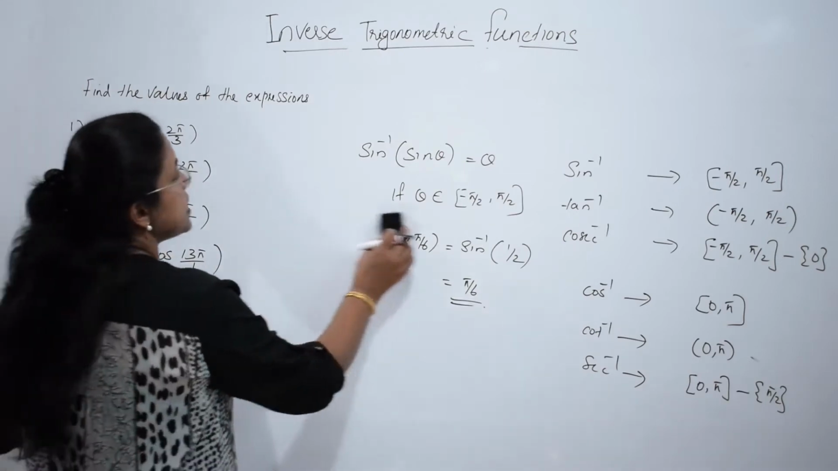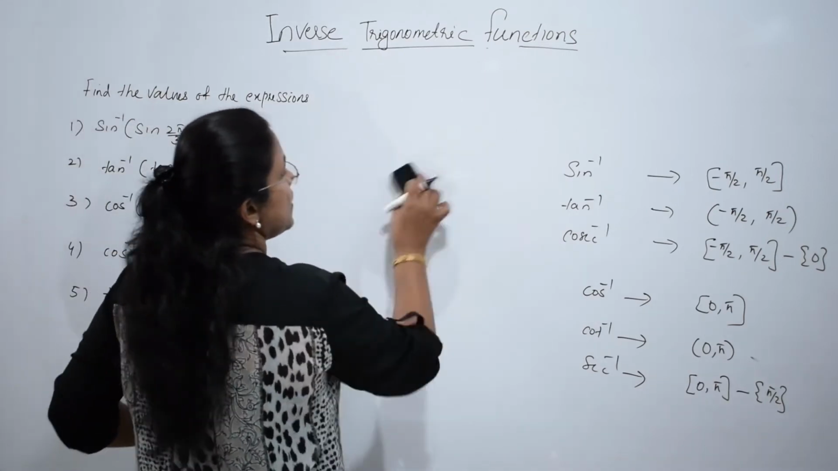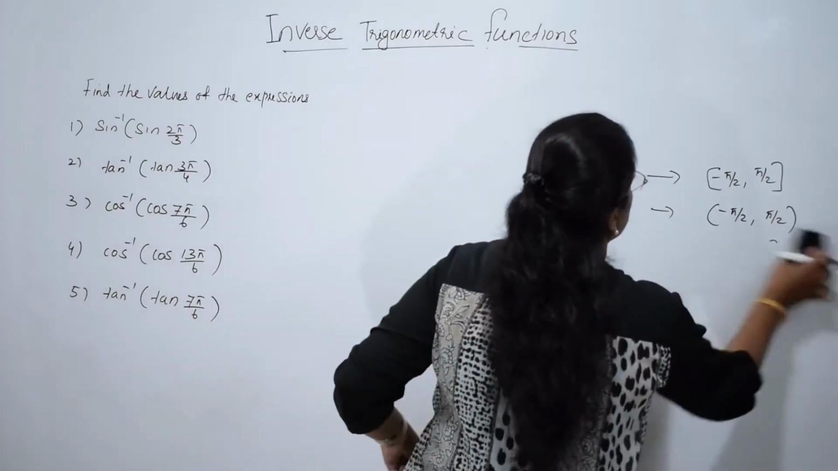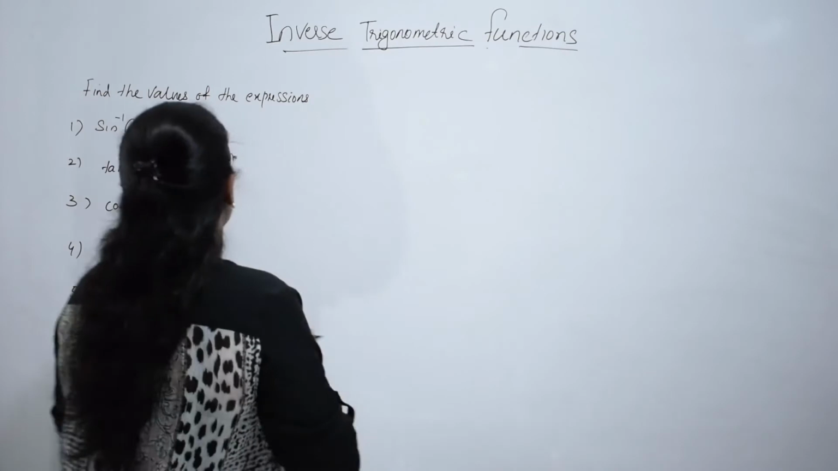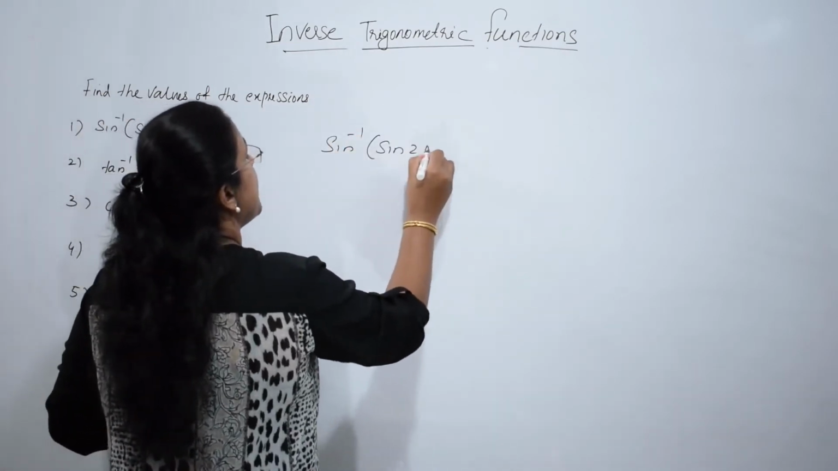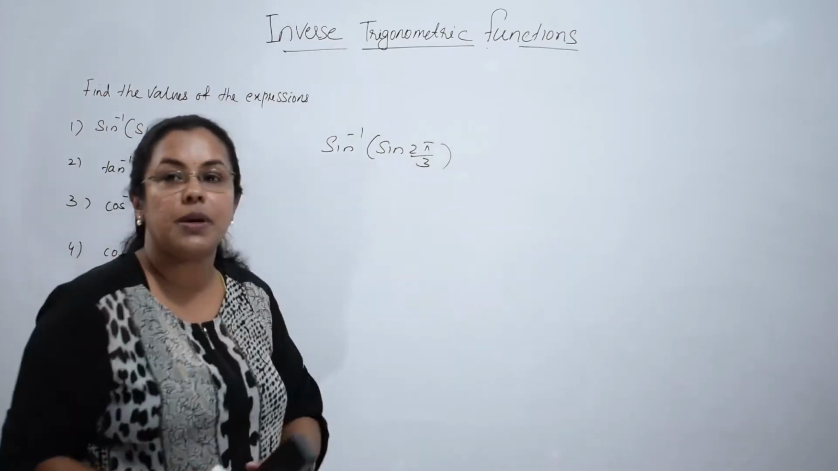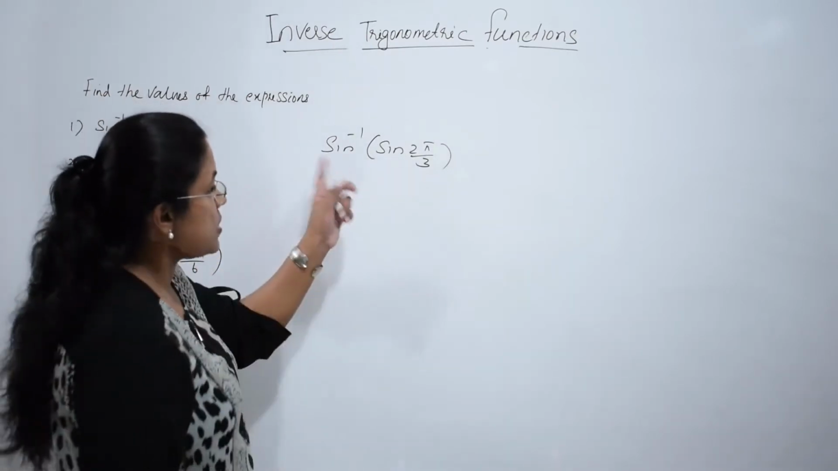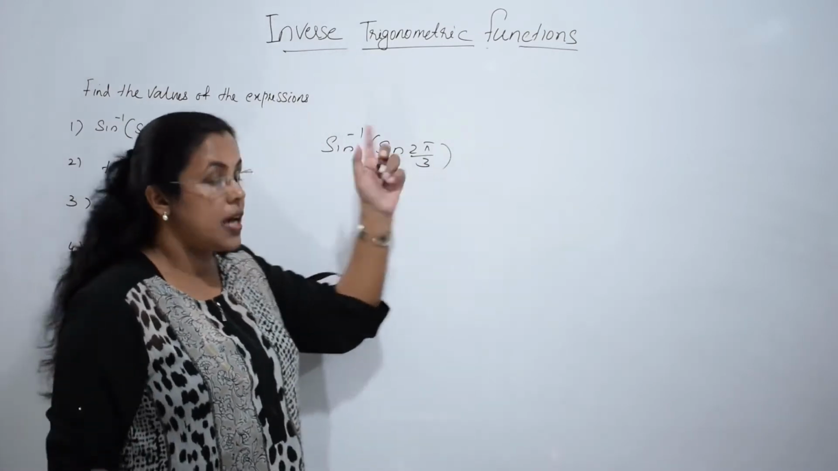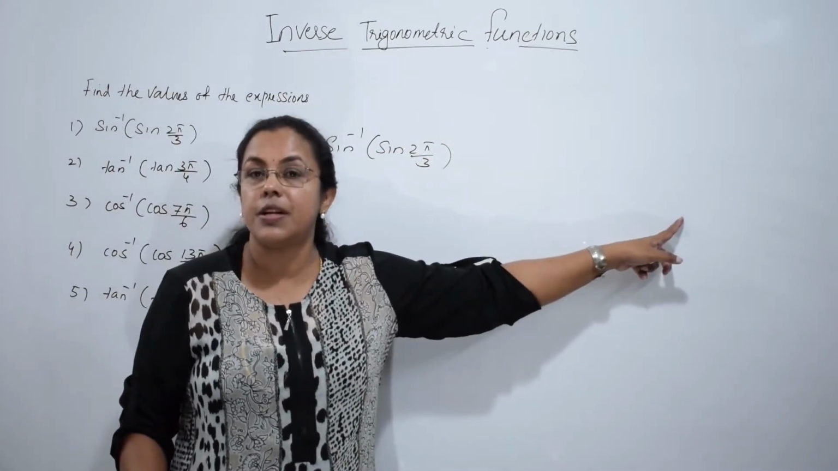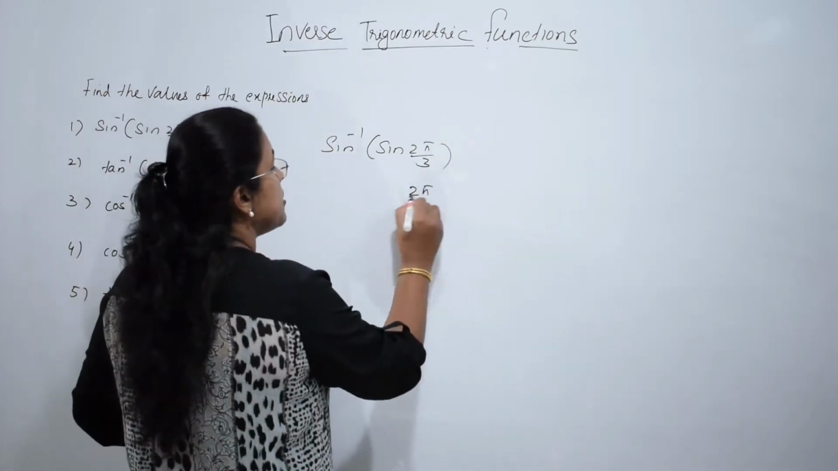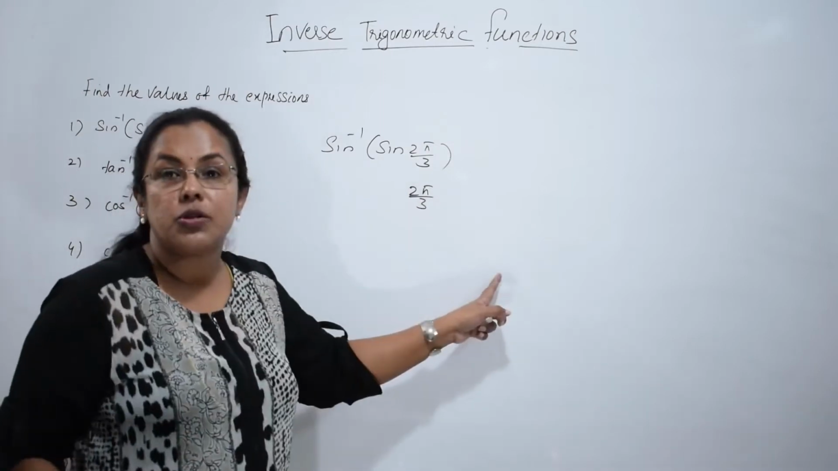Sine inverse sine 2 pi by 3. Find the value of. Value means principal value. First of all, sine inverse sine theta is equal to theta if theta is an element of the given range or the principal branch. But what about 2 pi by 3?